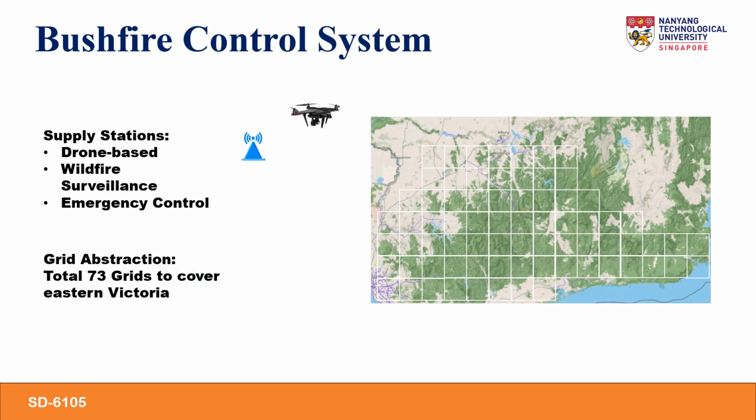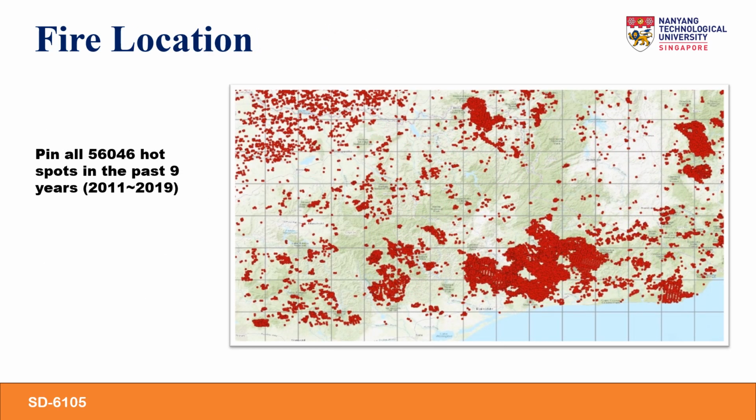The main components of the control system are supply stations, which control drones to do surveillance or help extinguish fire. And we apply grid abstraction to help design the station locations. There are 73 grids in total to cover Eastern Victoria. In order to calculate the weight of each grid, we first pin all the hotspots in the past 9 years, from 2011 to 2019. Then we could discover that there are several clusters of areas that have frequent fire events.